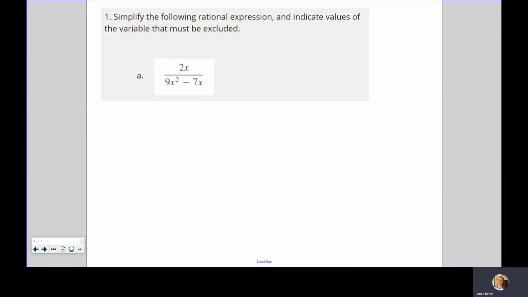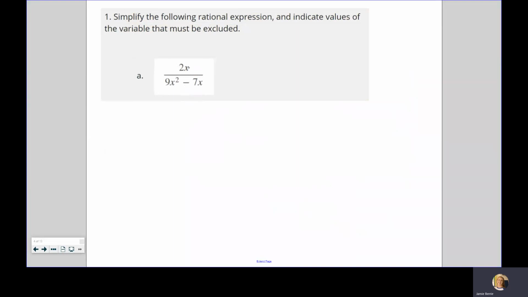All right, so here we have problem number 1. You may want to take a second, pause the video to write this down. It says, simplify the following rational expression and indicate values of the variable that must be excluded. So that means values of the variable that are going to make that denominator 0. All right, so let's go ahead and simplify this, and then we will take care of the last part.